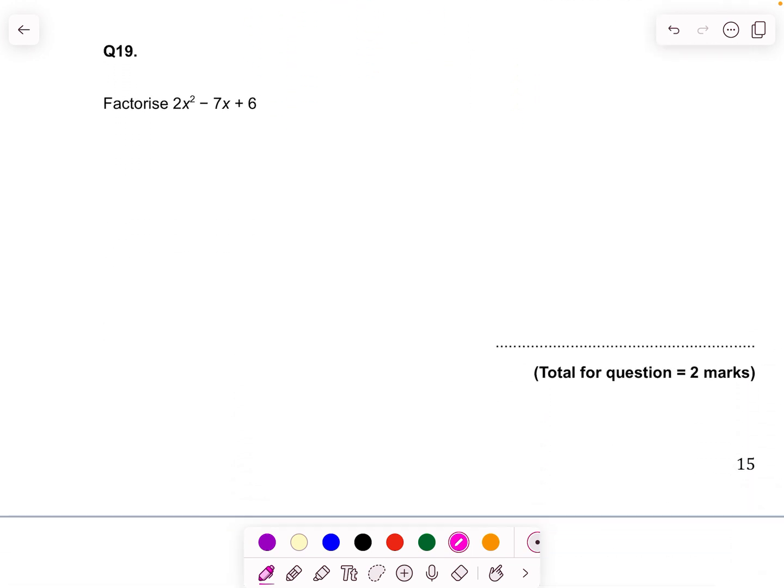Okay, factorising. So you start off by doing 2 times 6, which is 12. And we're looking for two numbers that multiply to make 12, but add to make minus 7. And we've got minus 4 and minus 3.